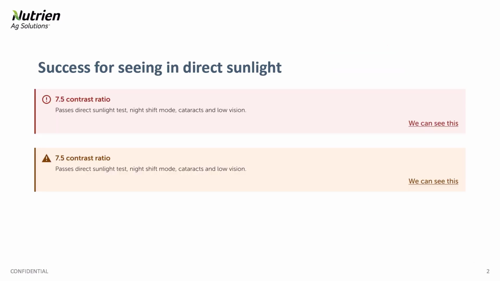Success for seeing in direct sunlight requires a contrast ratio of 7.5 to 1. This slide shows two of our message components after we improve the contrast. First is a message with red text and the background colour is a pink that's light enough to achieve the 7.5 contrast ratio. Second is a message with a light orange background colour.